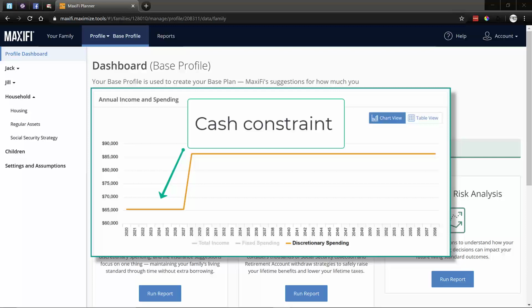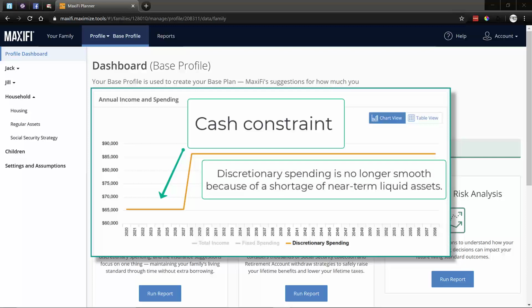Say, for example, you received an inheritance 10 years from now of $20 million. But you don't have enough cash or regular assets, enough liquidity here in the near term to tide you over, to raise your living standard to the level that it will be 10 years from now when that inheritance comes along. That creates a phenomenon we call cash constraint.